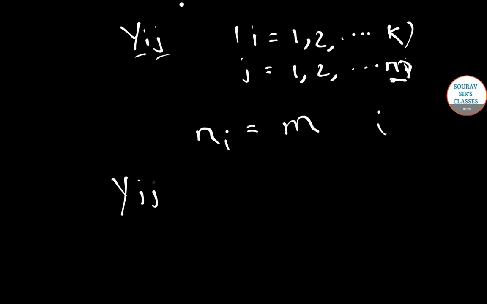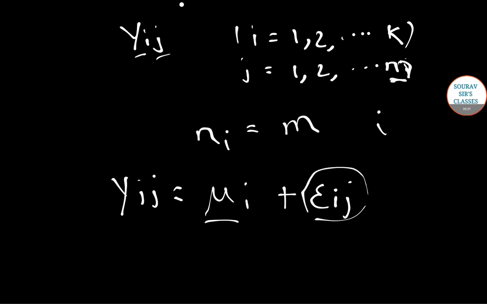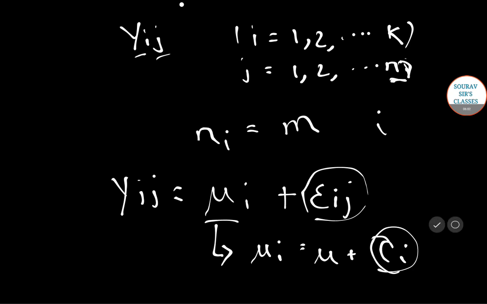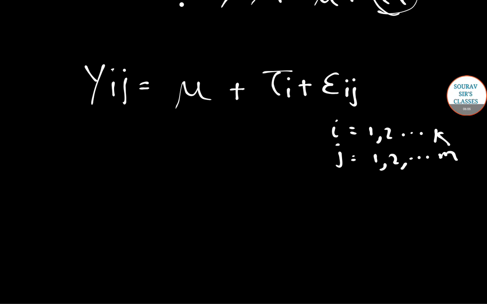Now, these observations can also be written as Yij equals μi plus εij, where μi is the mean of the ith factor level and εij is the random error component. This μi can be further written as μi equals μ plus τi, where μ is the overall mean and τi is the parameter associated with the ith factor only. It is also called the ith factor effect. Thus, the model can be written as Yij equals μ plus τi plus εij, where i runs from 1 to k and j runs from 1 to m. This model is also known as the effects model.